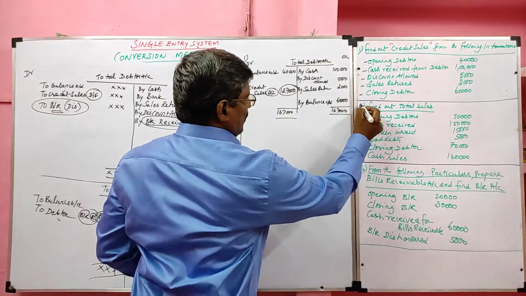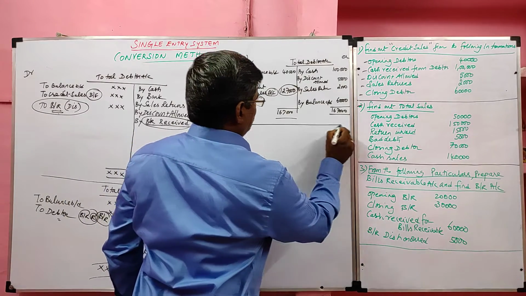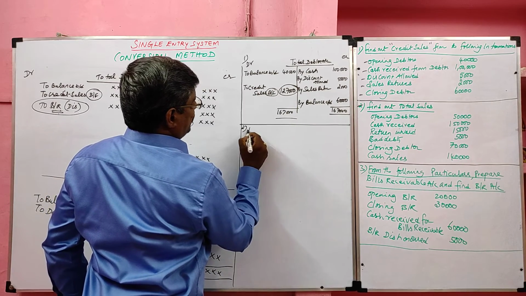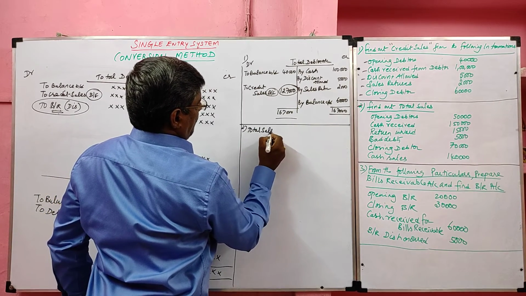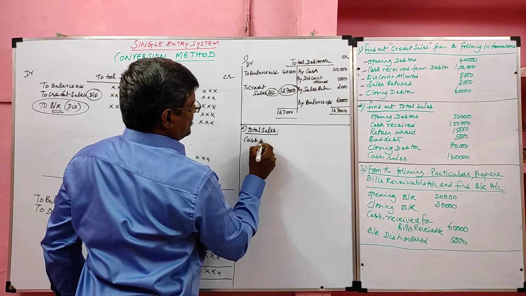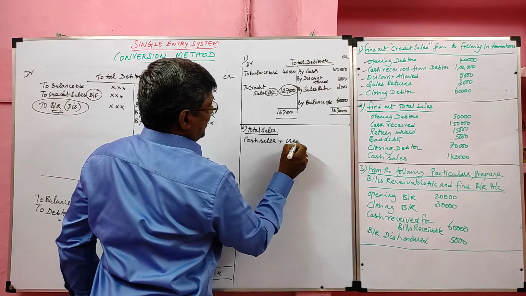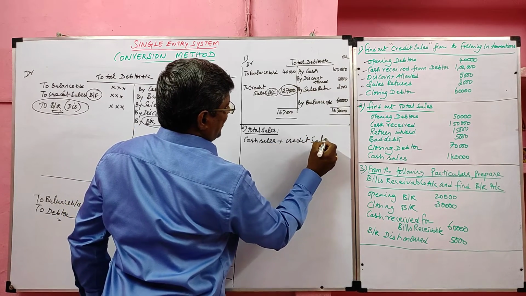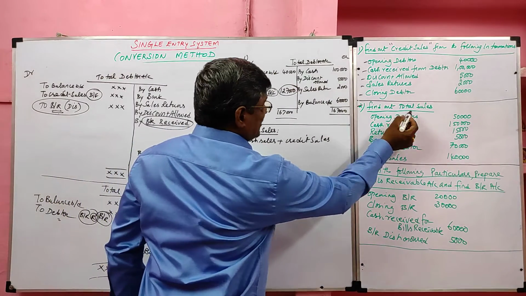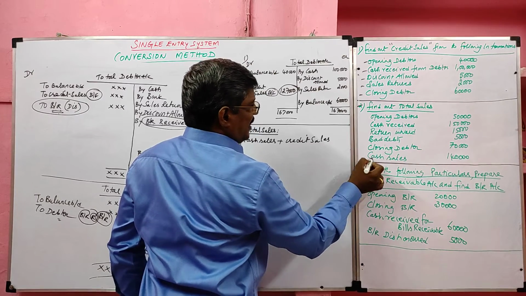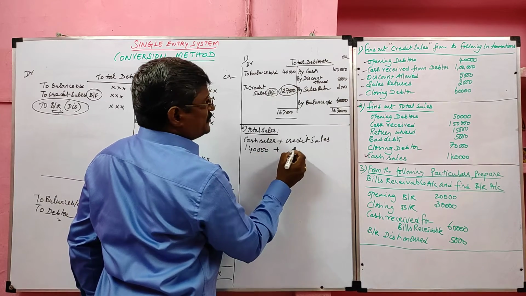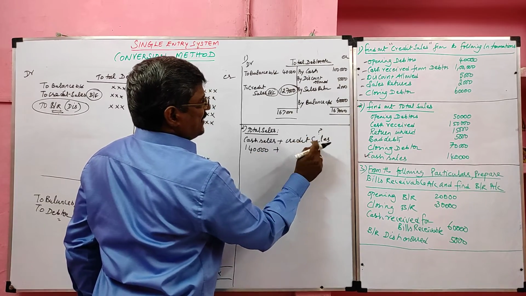Then second question. What are they asking? Total sales. For total sales, the formula is cash sales plus credit sales equal to total sales. If they ask total sales, definitely in the question cash sales are given. Here cash sales are given, 1,40,000. What are we supposed to do? We have to find the credit sales.